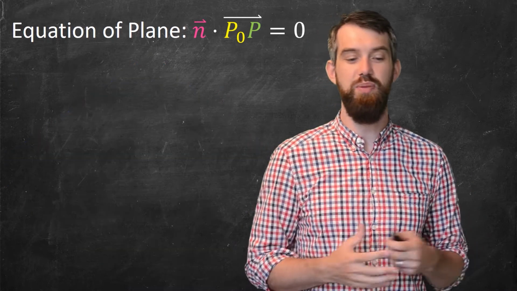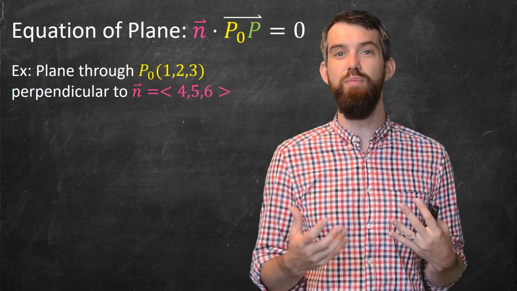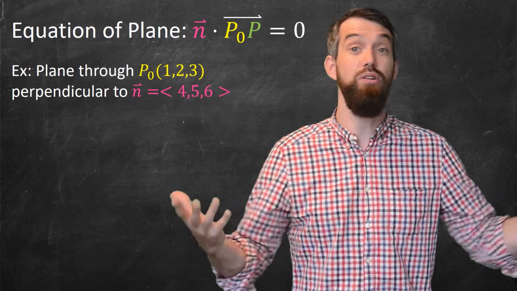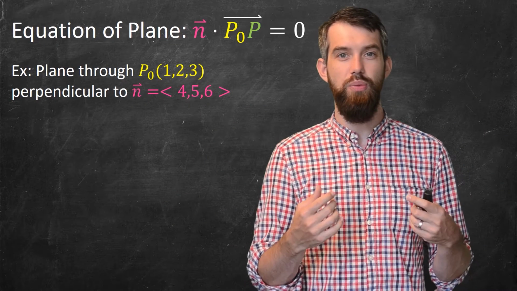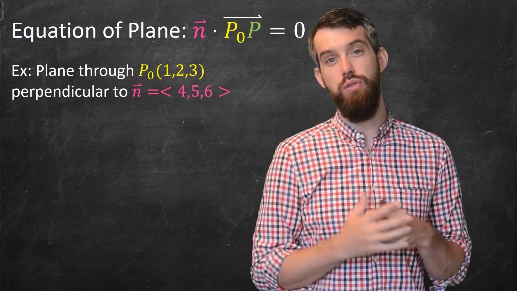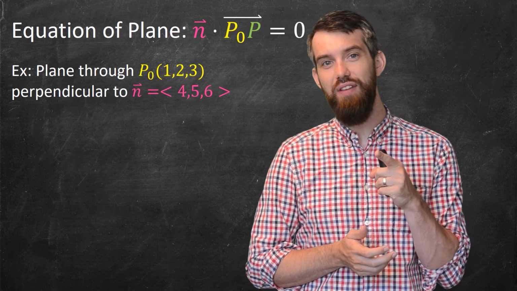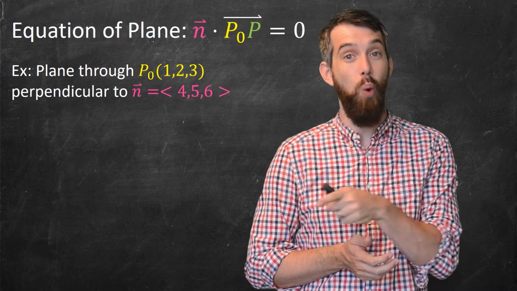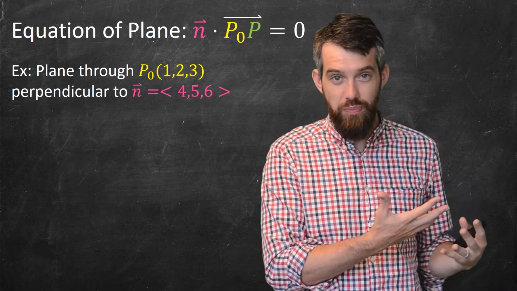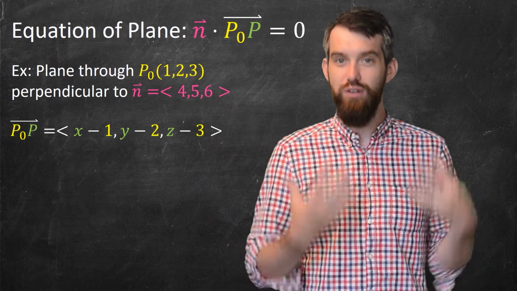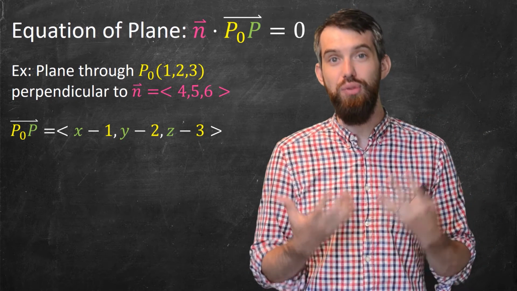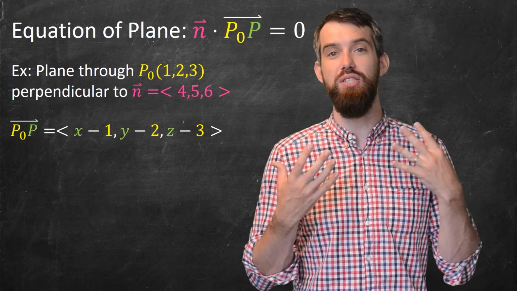Let's see how this works out in a specific example. So I'm going to choose the specific point P naught equal to (1, 2, 3), and the normal vector, the vector perpendicular to the plane, (4, 5, 6). Now, the one hard part to think about is what is the P naught to P vector? P naught is that point (1, 2, 3), but P itself is going to be a point (x, y, z). So if I take the vector that goes from P naught out to P, it's going to look like, in its first component, x minus 1, the first component of P naught, y minus 2, the second component, and then finally z minus 3.